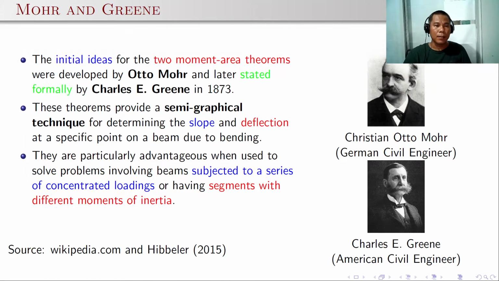The initial ideas of the two moment area theorems were developed by Otto Mohr, a German civil engineer, and later stated formally by Charles E. Greene, an American civil engineer, in 1873. These theorems provide a semi-graphical technique for developing the slope and deflection at a specific point on a beam due to bending. They are particularly advantageous when used to solve problems involving beams subjected to a series of concentrated loadings or having segments with different moments of inertia.